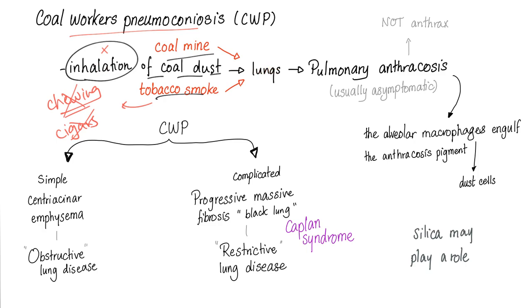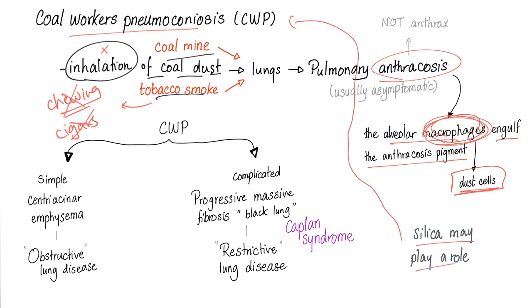Inhaled, lungs. Pulmonary anthracosis, that's usually asymptomatic. Anthracosis is very different from anthrax. One has nothing to do with the other. Anthracosis: alveolar macrophages will go crazy and engulf this anthracosis pigment, which is dark, leading to formation of dust cells. What are the dust cells? Same alveolar macrophages after swallowing the anthracosis pigment. Silica may play a role, so silica may lead to coal workers' pneumoconiosis.